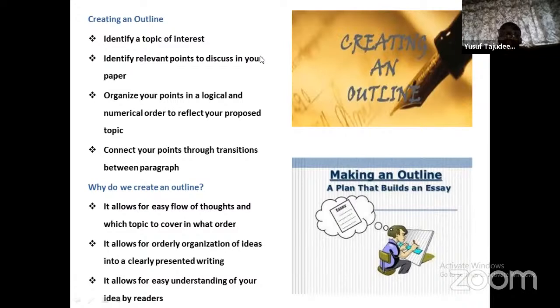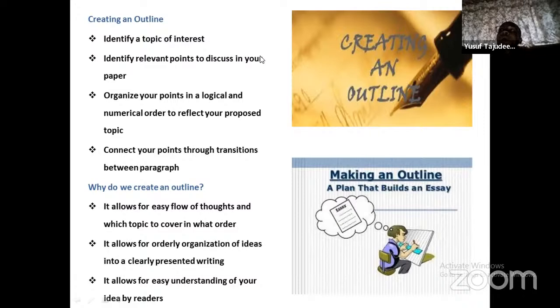Now, if you identify your topic, you identify the relevant points that you want to discuss in your paper. You need to identify the points that you want to make in your paper, that you want your audience to learn about. Then you now organize these points in a logical and numerical order to reflect your proposed topic.